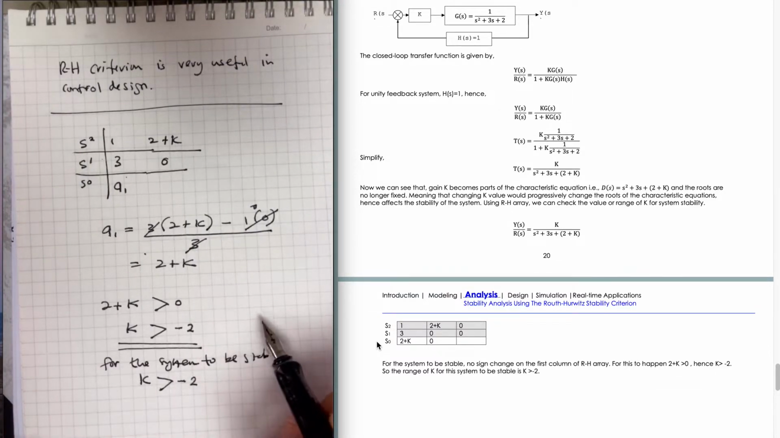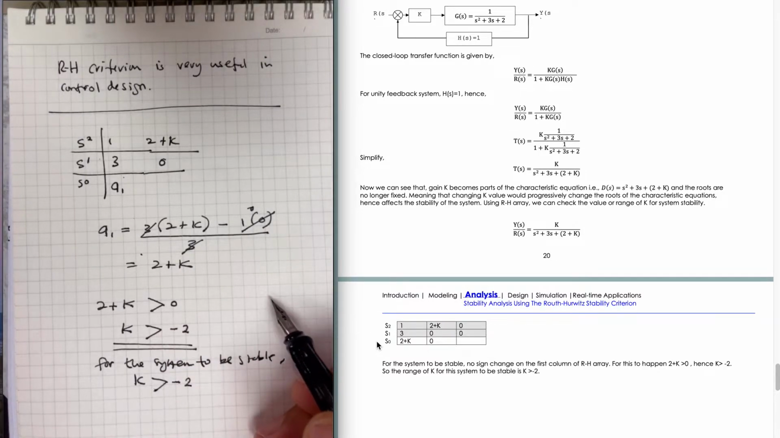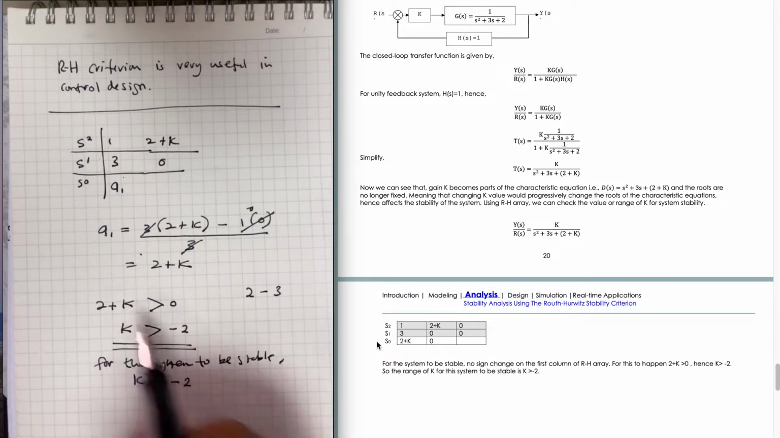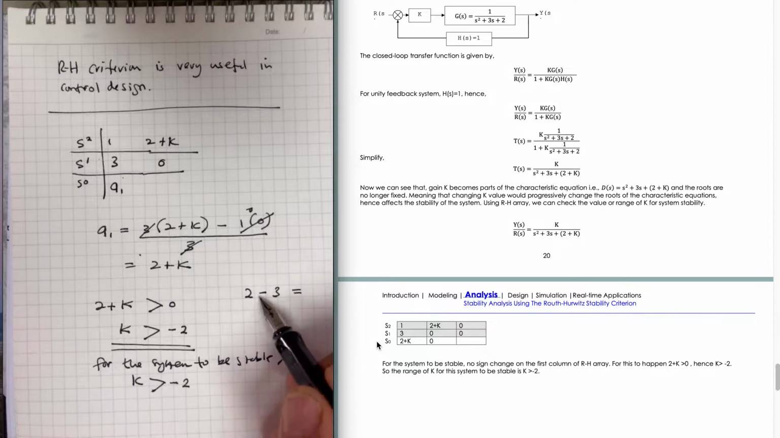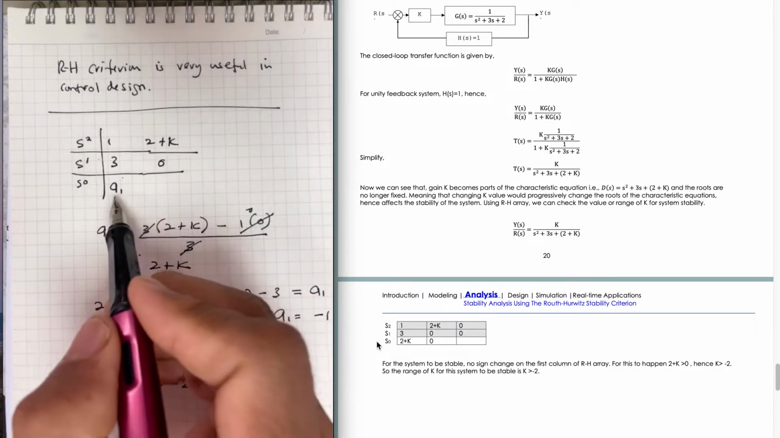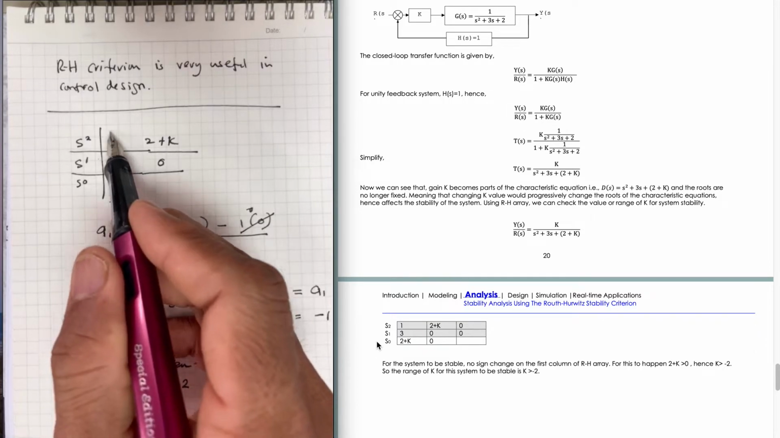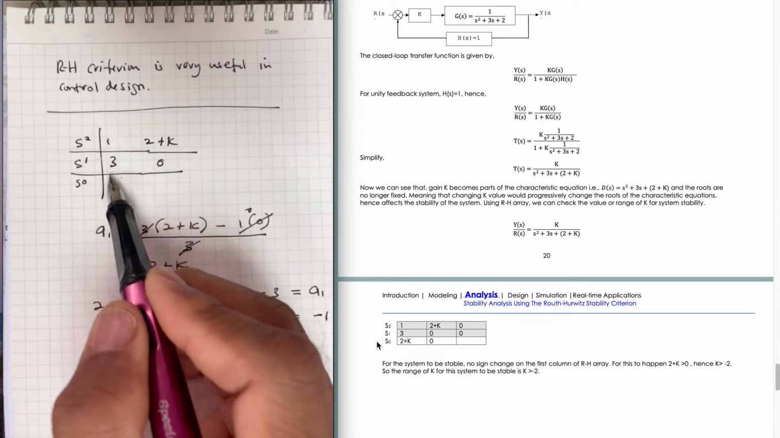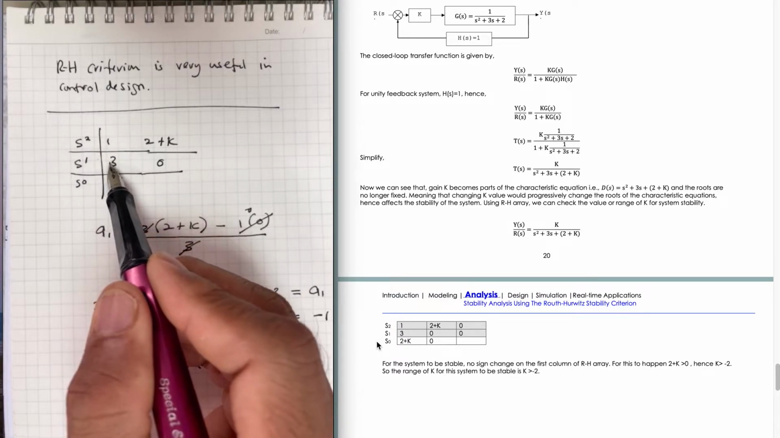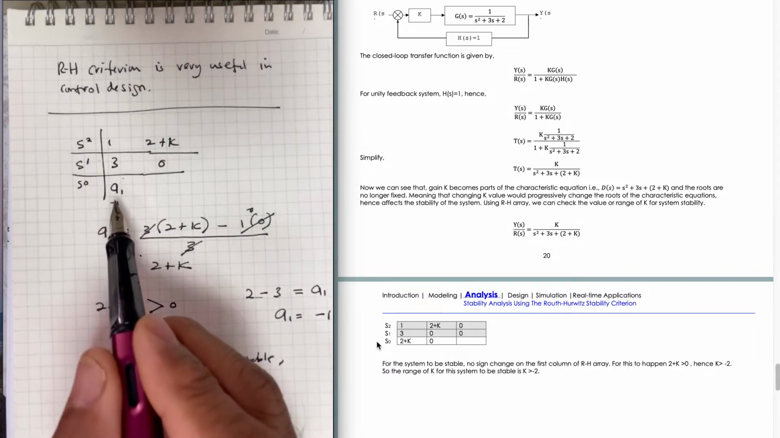So let's plug in a value that is outside this range, for example K equal to minus 3. Then this A1 here is equal to minus 1. So the sign will change, and there will be a sign change in the first column: positive, positive, positive, negative. That means there will be one root in the right half plane.